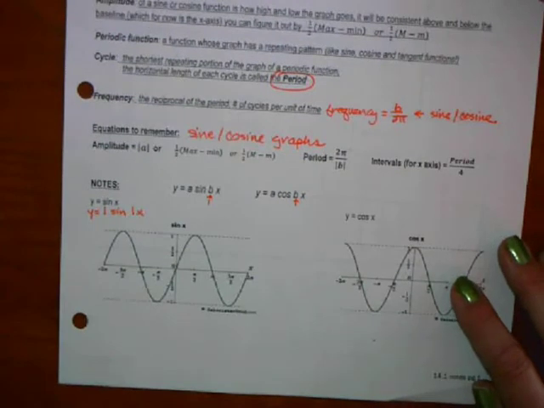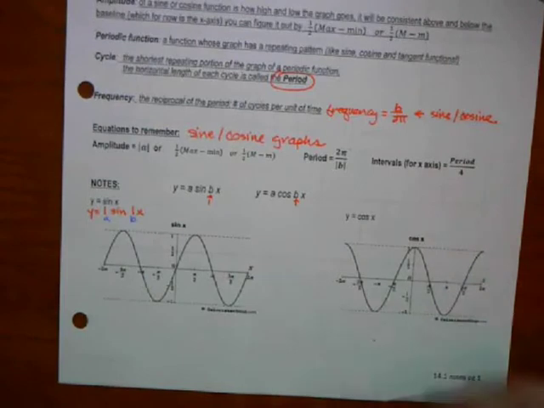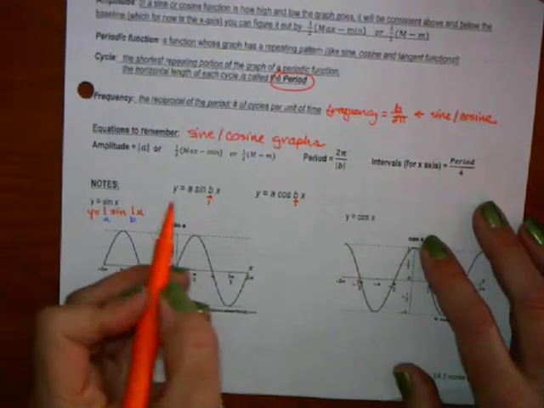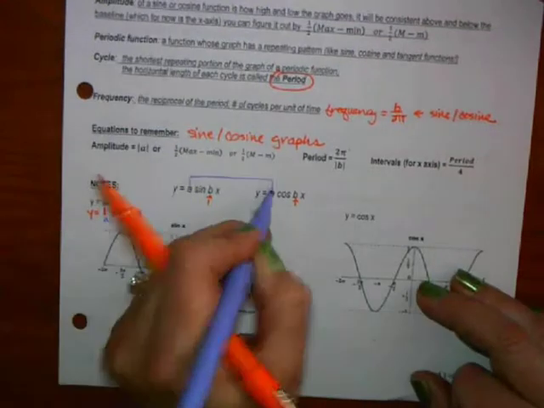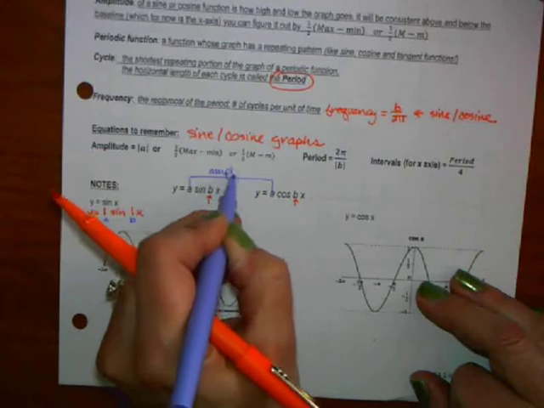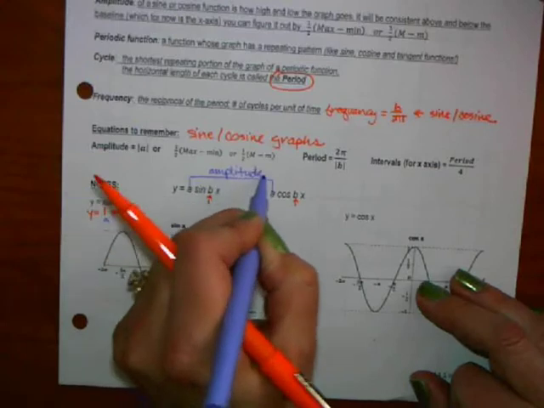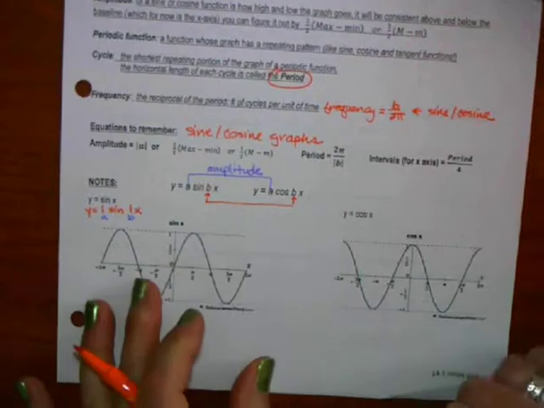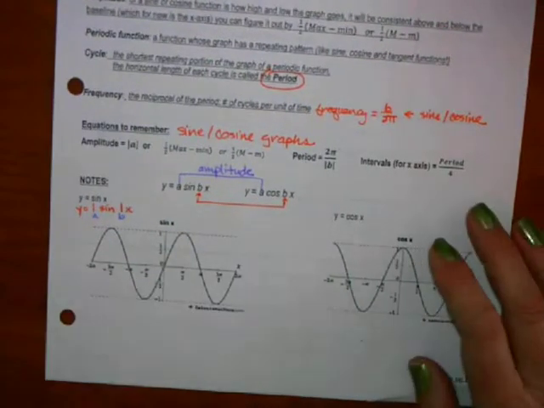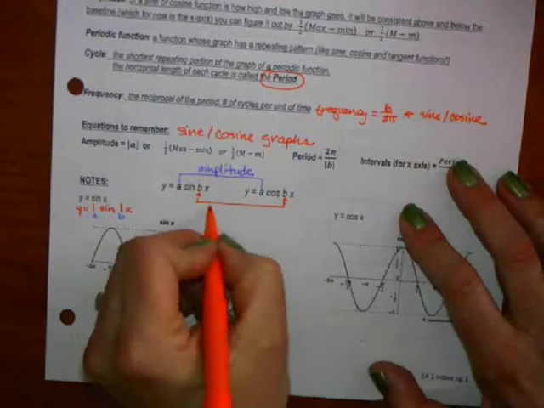I want to go back up here and make sure you are aware that the A here is the amplitude in both of those functions. And the B, what that does is it helps you determine the period.